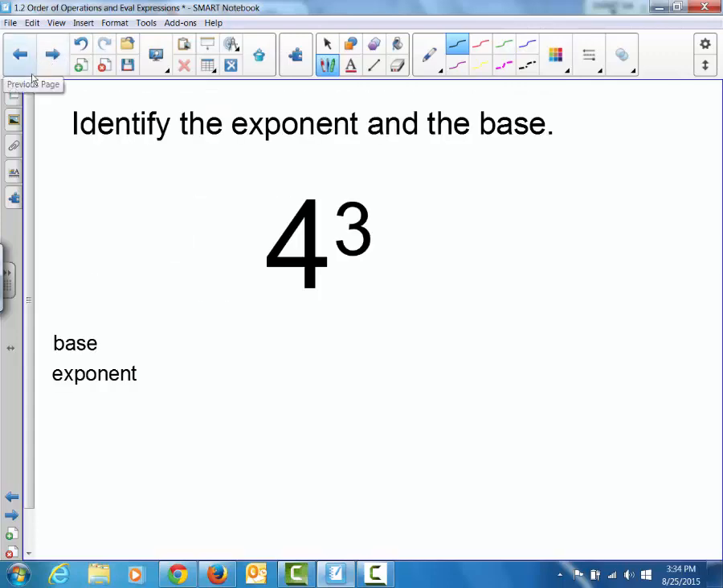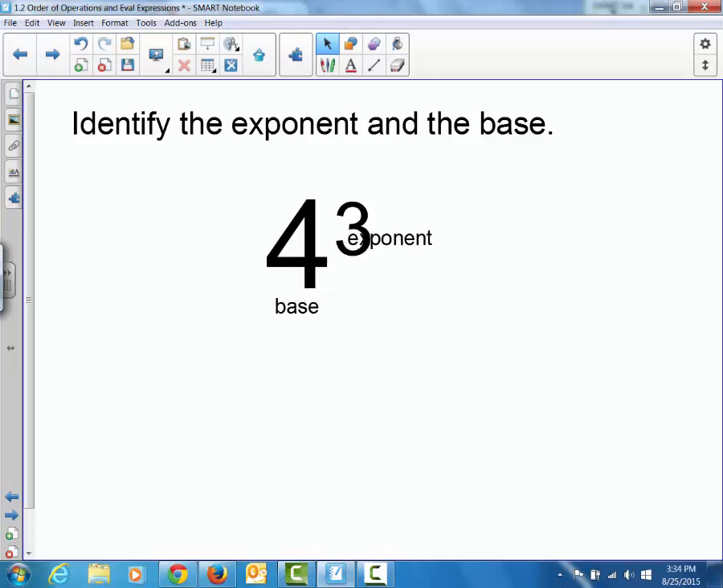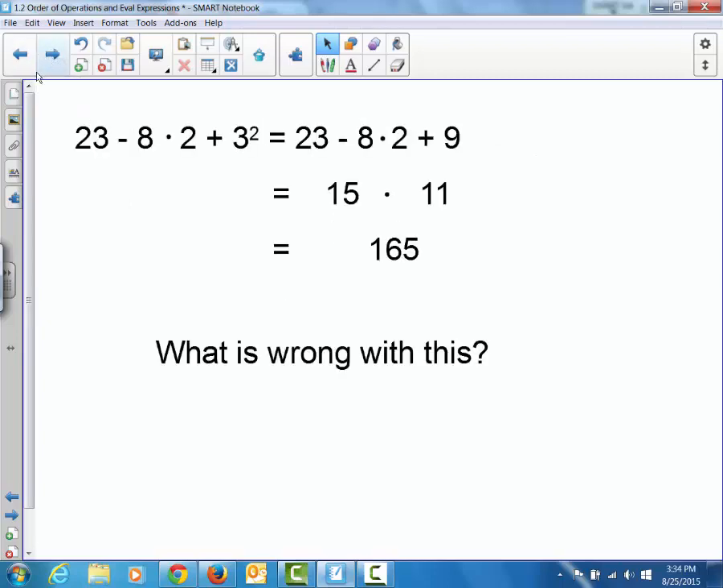Okay, identify the exponent and the base in this one. Well, if you're identifying the base and the exponent, did you think base and exponent? If you did, you got it correct. Good job. All right, and then finally, what's wrong with this problem? Somebody has worked it and they've made a mistake. Pause the video, see what you can come up with, and come back to me.